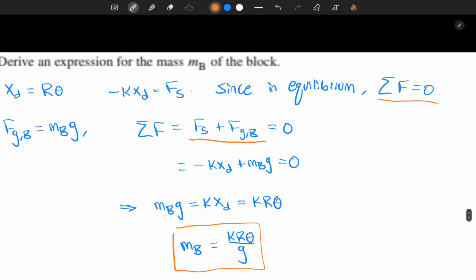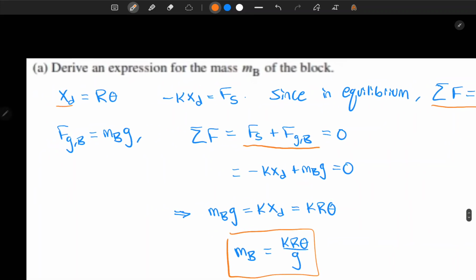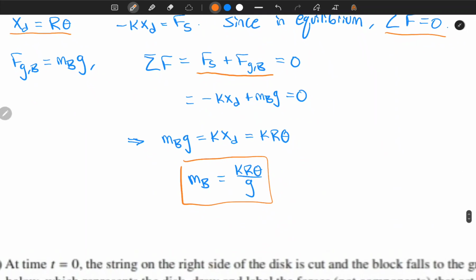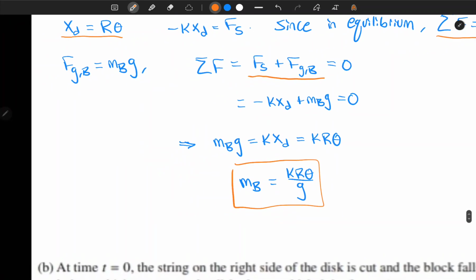Finally, students get 1 point for finding the correct XD value as given here. So those are the 3 points allotted in this part of the problem.